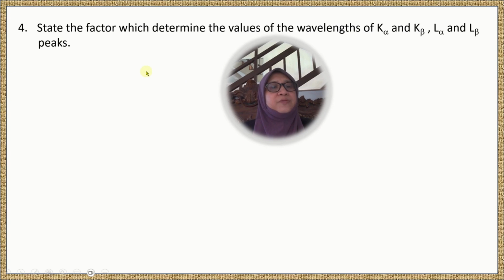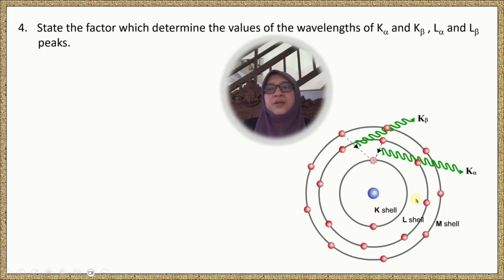Okay, now we go to question 4. State the factor which determines the values of the wavelengths of K alpha and K beta, or L alpha and L beta peaks. From the diagram here, this is K alpha and this is K beta. K alpha is the photon emitted when the electron from the L shell fills the empty space in the K shell, and K beta is the photon emitted when the electron from the M shell fills the empty space.